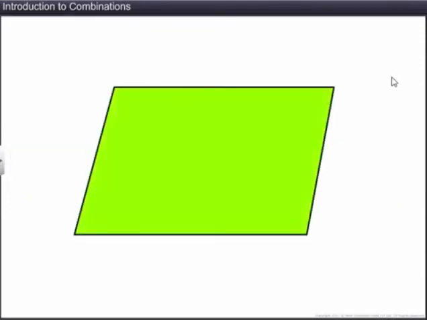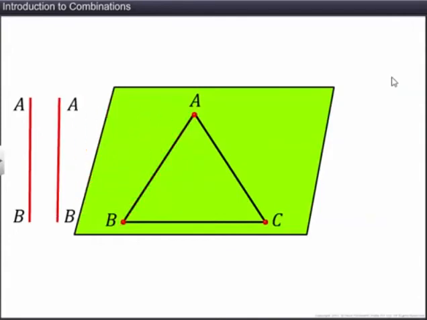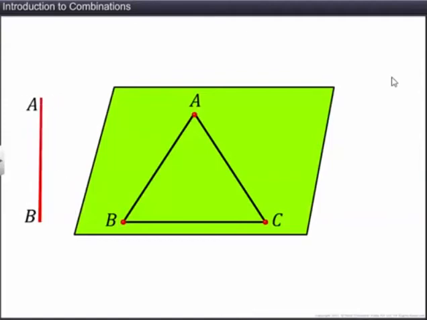To understand this, let's consider 3 points on a plane. Suppose we need to find the number of straight lines that can be drawn through these 3 points. Taking 2 points at a time, we can draw 3 straight lines, AB, BC and CA. Though a straight line can be drawn from B to A, it is considered equivalent to the straight line from A to B. It implies that AB and BA are equal.